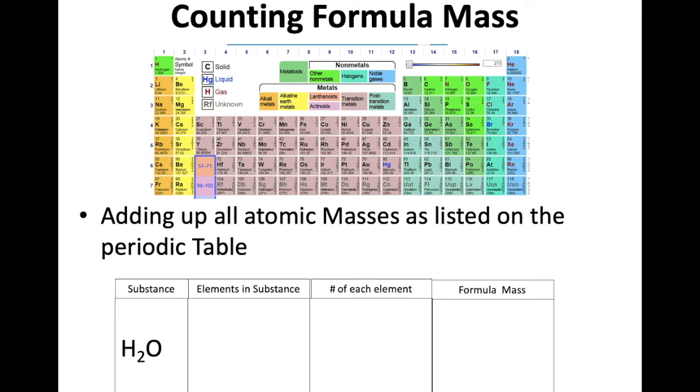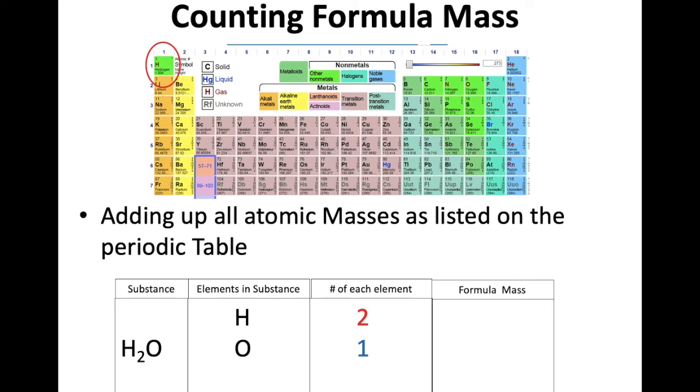H2O, water. Well, first thing I want to do is identify how many elements are in that substance. What elements make up water? Well, I have hydrogen and oxygen. The next thing I want to know is how many of each element do I have? Well, I know from the subscript in H2O that I have 2 hydrogens and 1 oxygen. Next, I want to look up the formula mass.